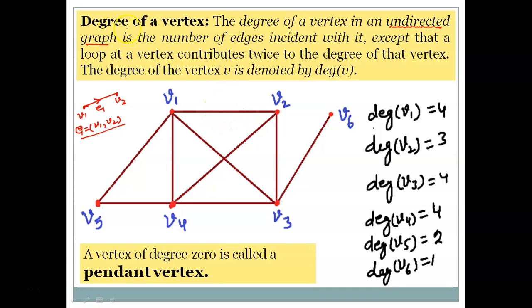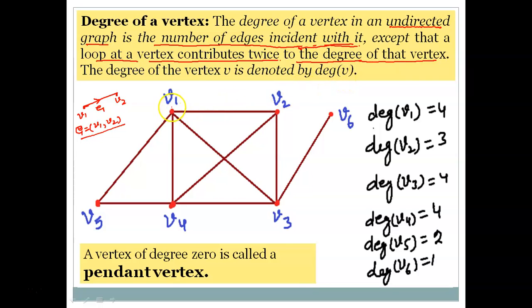So I'm coming to the degree of a vertex. What is the degree of a vertex? The degree of a vertex in an undirected graph is the number of edges incident with it, except that a loop at a vertex contributes twice to the degree of that vertex. The degree of vertex V is denoted by deg(V).